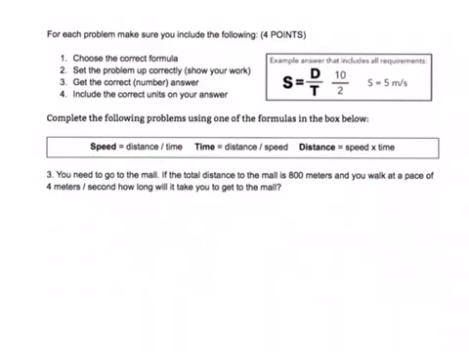For the last one, it says you need to go to the mall. If the total distance to the mall is 800 meters and you walk at a pace of 4 meters per second, how long will it take you to get to the mall? So we're going to look up here, we're looking at how long will it take you. That's going to be time. So time equals distance over speed.